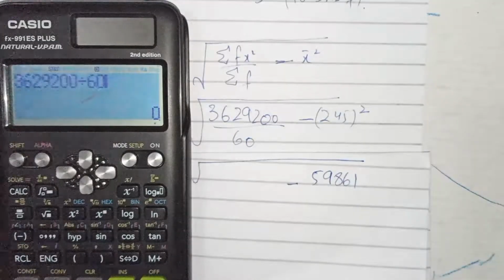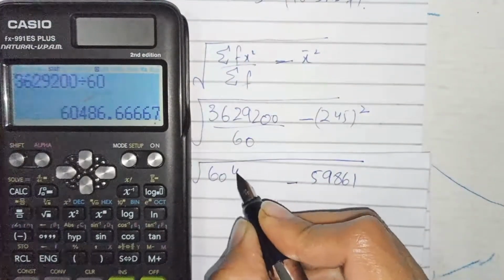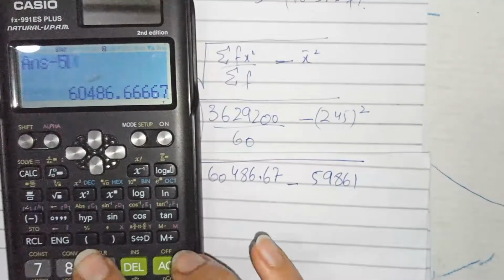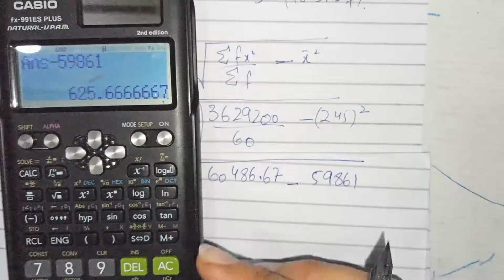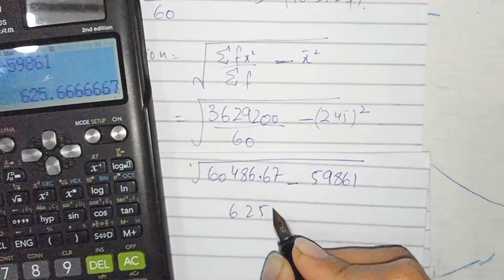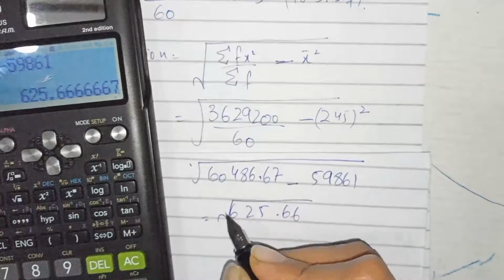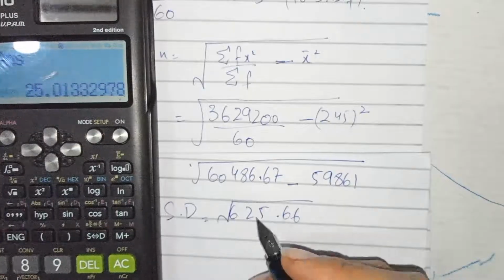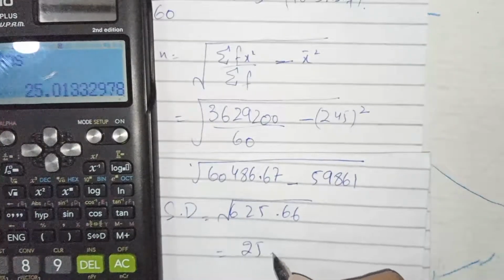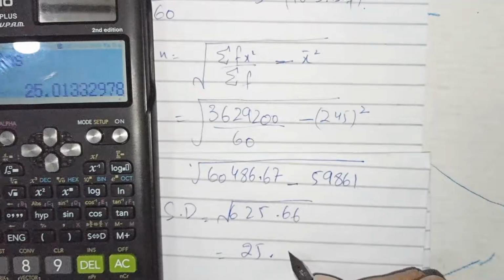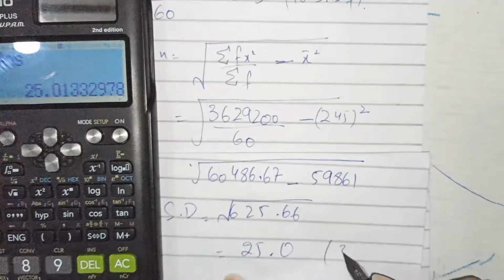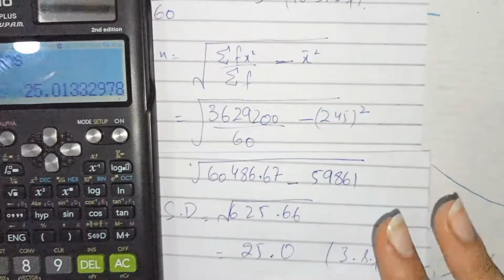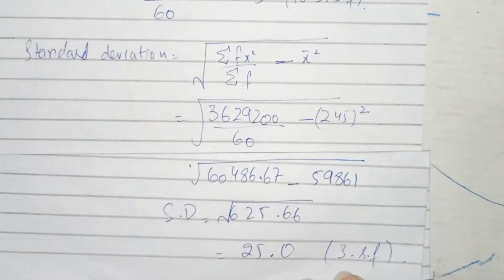Now we divide 3629,200 by 60. We get 60486.67, and we subtract 59861. We get the value 625.66, and this is the standard deviation under the root, and the answer is 25.0, to 3 significant figures. And now students, this is the answer of question number 6, and it's solved.